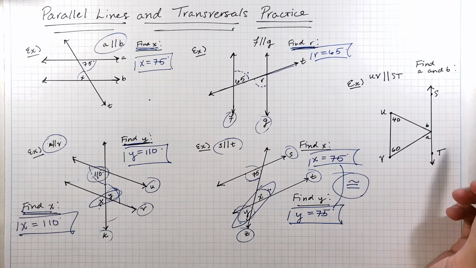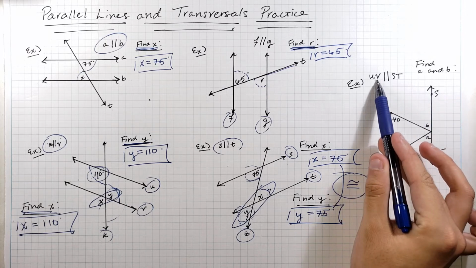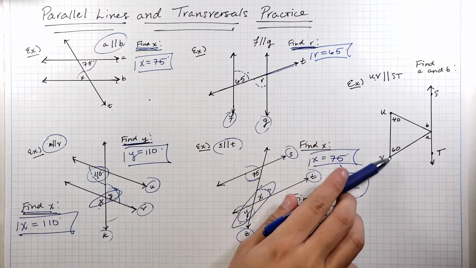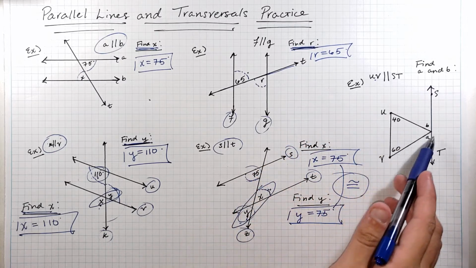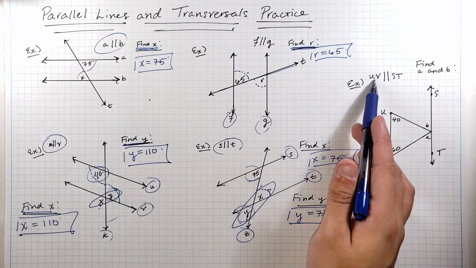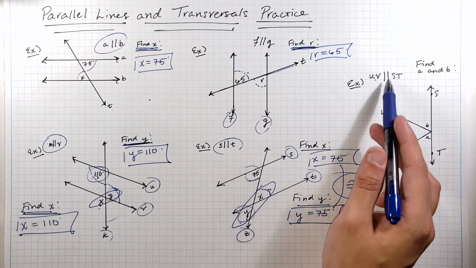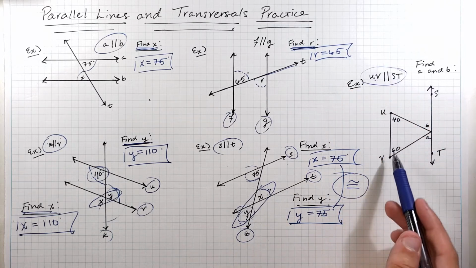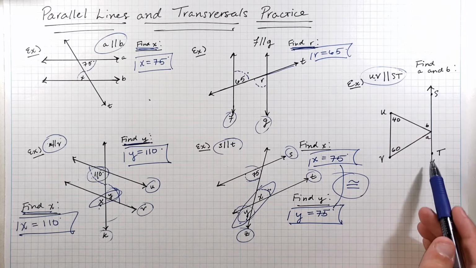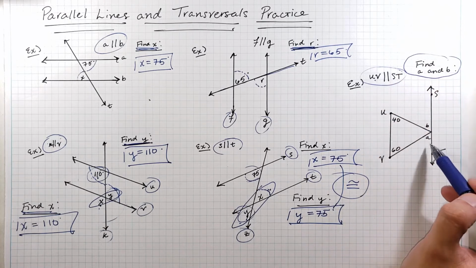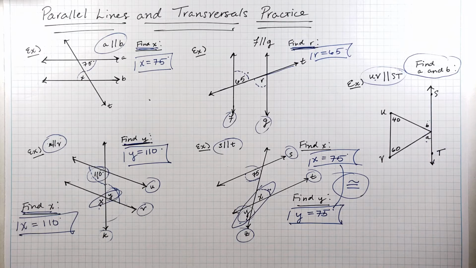All right. So they're telling us UV, which is like this line of a triangle, right? You can kind of see a triangle here. We have some lines, we have some angles going on. They're telling us UV is parallel to ST. So this line is parallel to ST. The goal here is to find out what A here and B here is equal to.